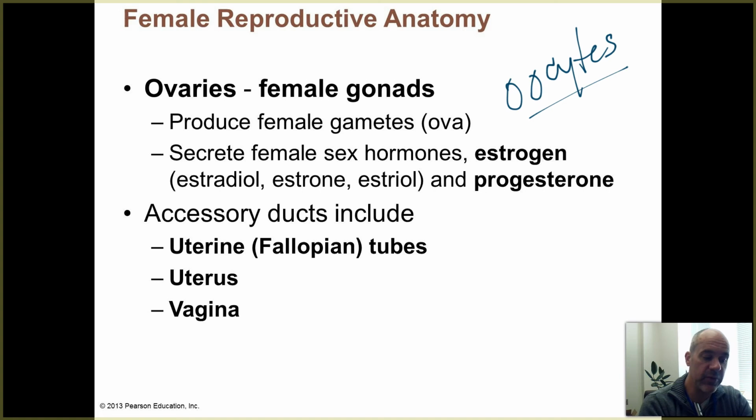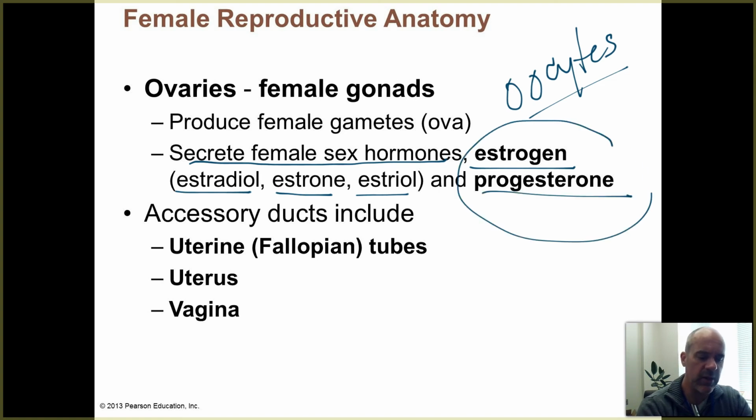The ovaries, in addition to producing these oocytes, also secrete the important female sex hormones, which include estrogen. Estrogen is a catch-all term, so you will see there's more than one type of estrogen. You'll see people refer to estrogens. There are versions that are just a little bit chemically different from each other, and estradiol is the key one. Estrone, estriol, and progesterone. So we'll mainly be talking about these estrogens and progesterone and their key roles in reproduction.